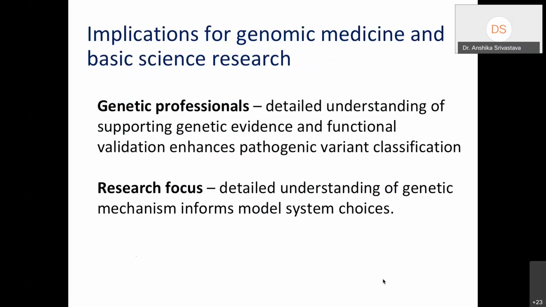Once you identify the gene underlying a specific disorder, it is very important to understand its genetic mechanism. Genetic mechanism includes its mRNA expression, its protein expression, and whether there are any functional assays that can explain what function it performs, as in this case, kinase function, phosphorylation. On that basis, it informs the model system.